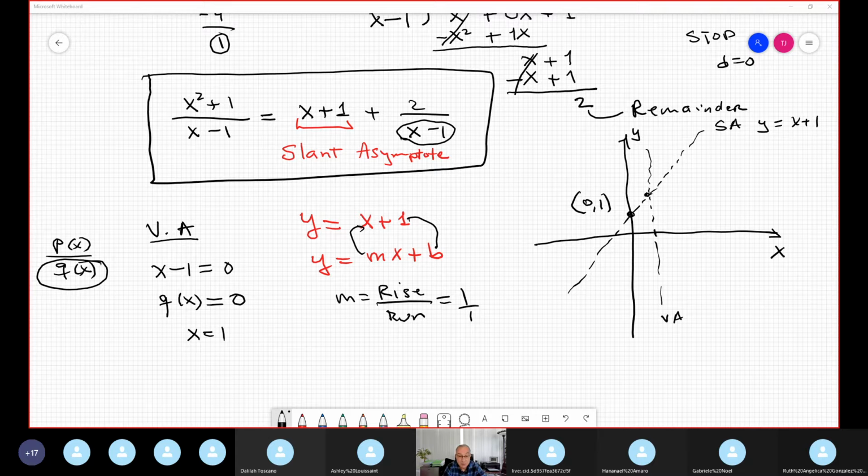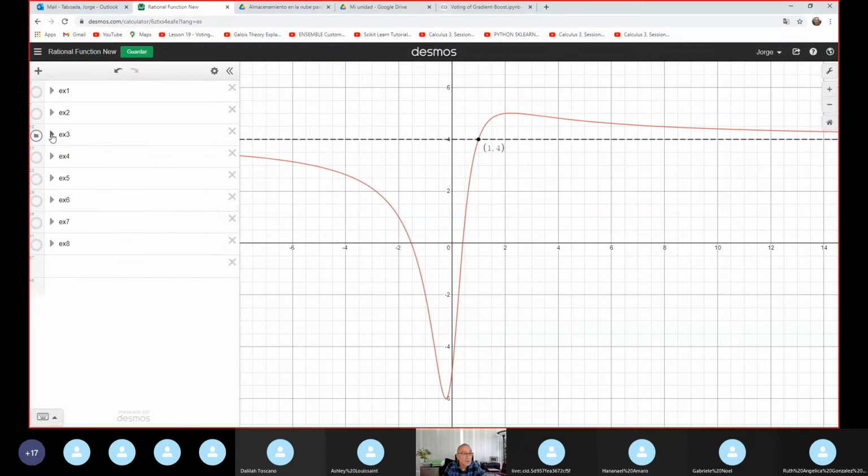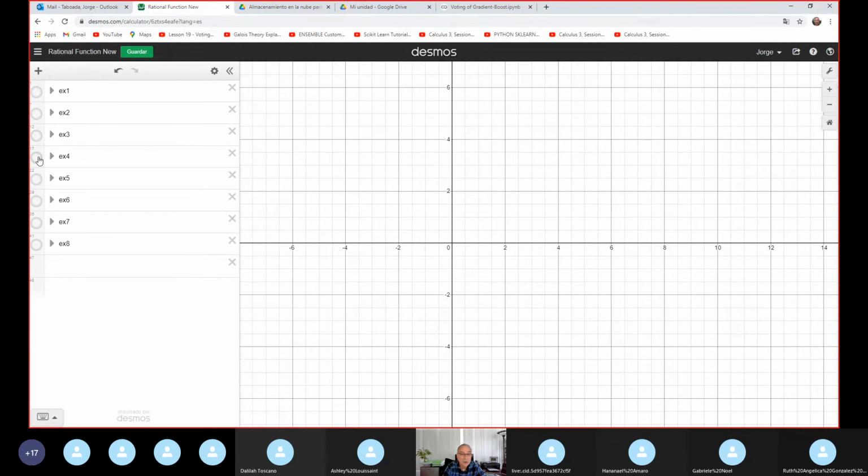Okay. Let me share the screen to Desmos. I suppose it's this. Good. Very good. Do you see this one, right? That was the previous example. Now the new one.